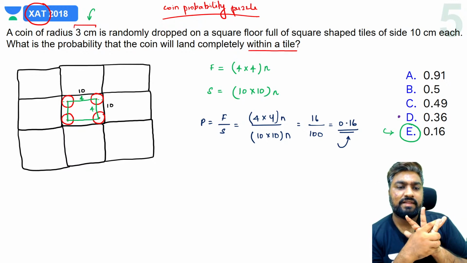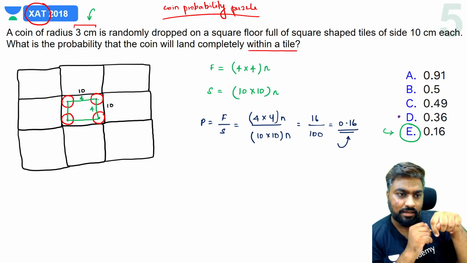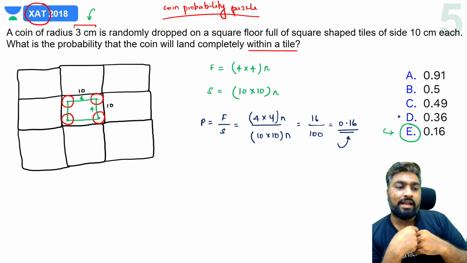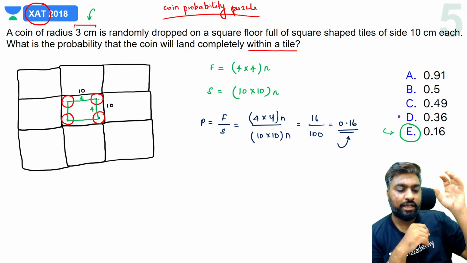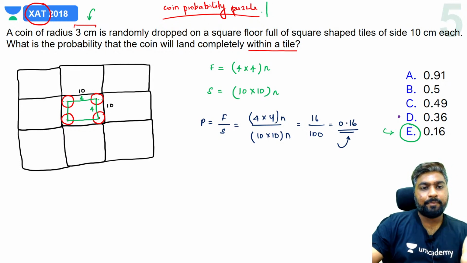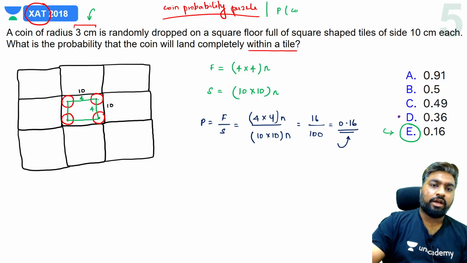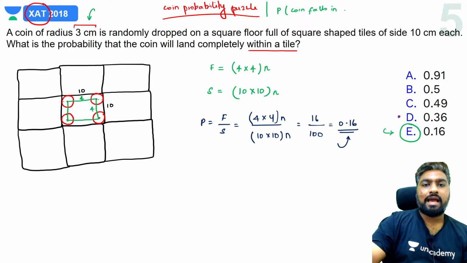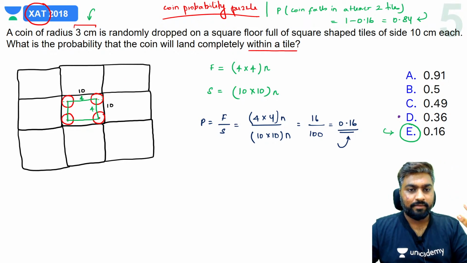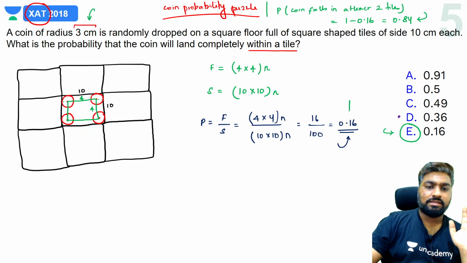So if there is a 16% chance that it will fall within the tile, then what will be the chances that it will not fall within the tile? It should be in at least two of the tiles. A coin should drop in at least 2 of the tiles. It's a different version of this puzzle. Same puzzle, different version. So probability that the coin should fall in at least 2 tiles, what will it be? 1 minus 0.16. That's it, which is 0.84. So there's an 84% chance that it will lie outside the square, 16% chance that it will lie within the square. Understood?